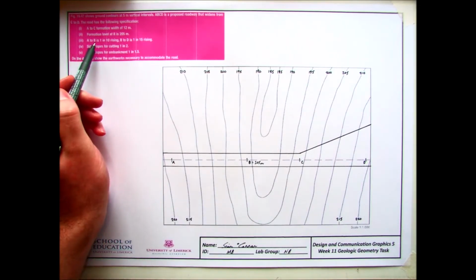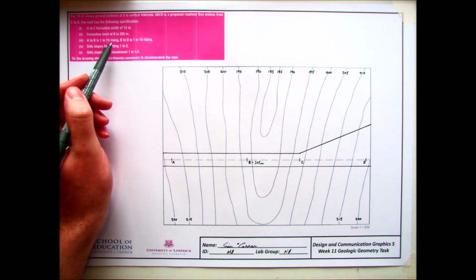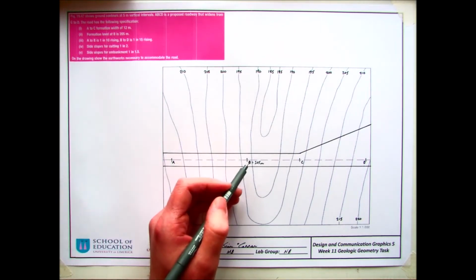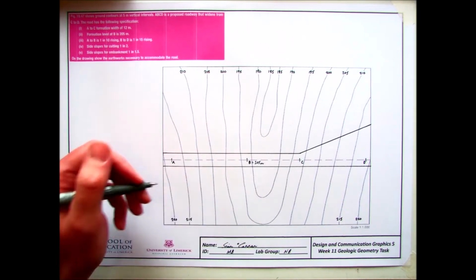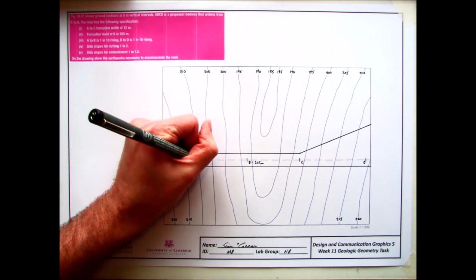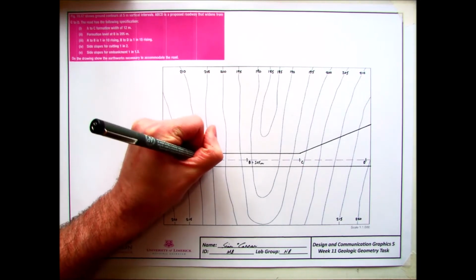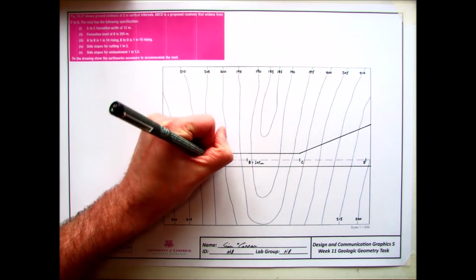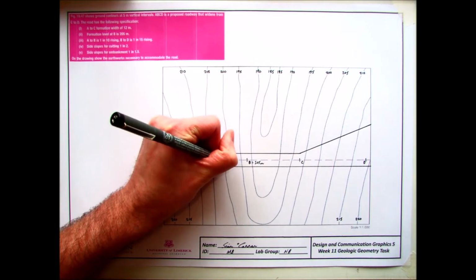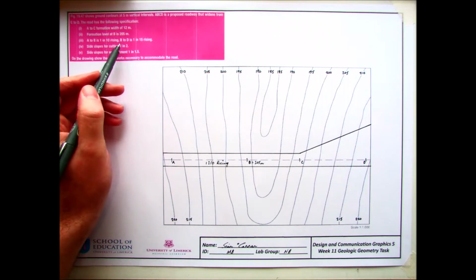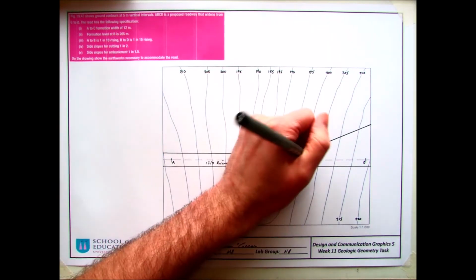A to D is 1:10 rising, so that means from A to B here is 1:10. I'm going to put that down here. So this is 1:10 rising, and then B to D is 1:15.